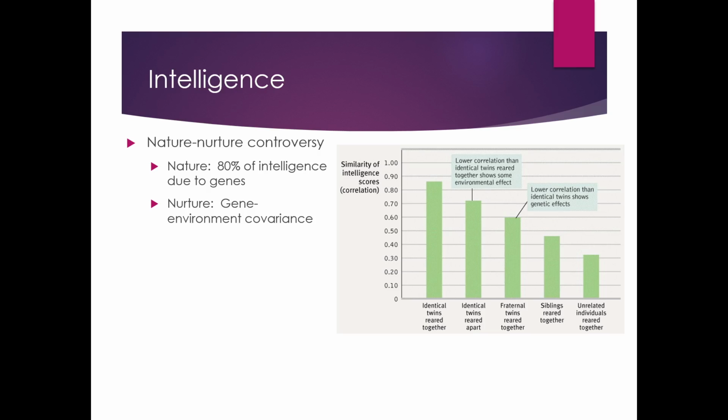You take a little stair step down if you remove their shared environment. You take another almost equivalent stair step down if now you are in the same environment, but you only have 50% of your genes in common. You take another stair step down if you have siblings who typically share 50% of their genes in common, but were not in the womb at the same time, but were reared together.